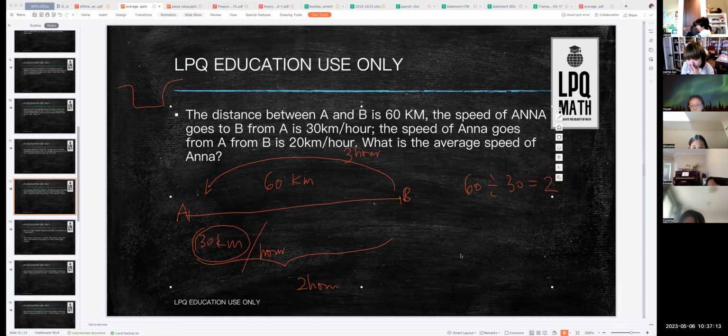Okay, so everybody, what is the total distance from A to B, then back to A? Violet? Going is 60, back is also 60. So what is the total distance?